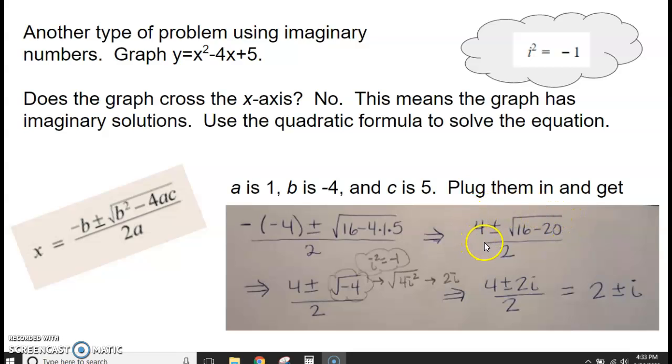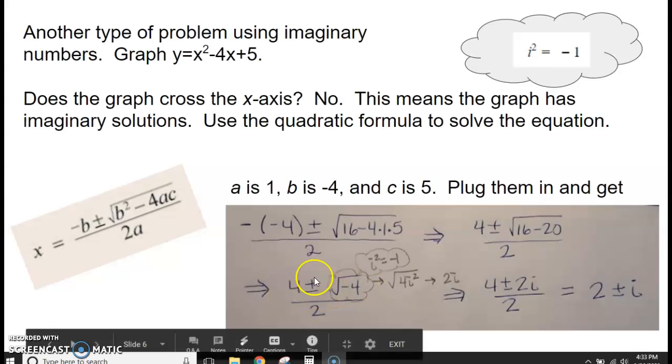So over here, I simplified things a little bit. The double negative on the 4 is a positive 4, plus or minus 16 minus 20. You can see we're already going to run into a problem here, but now we know how to solve it. All over 2. 16 minus 20 is negative 4, so I have 4 plus or minus the square root of negative 4 all over 2.